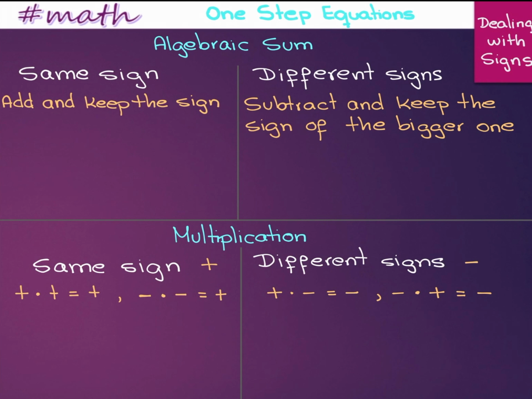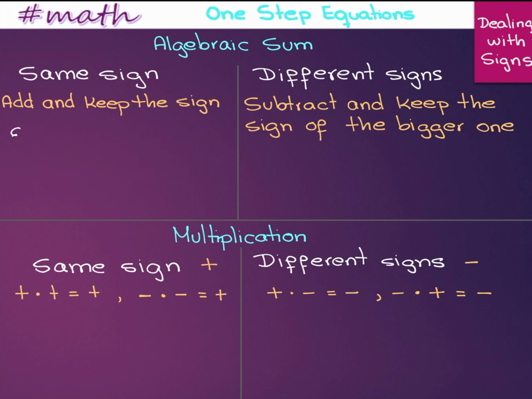Let's refresh now how we add, multiply, and divide numbers taking into account their signs. For addition, it is called algebraic sum. The first case is when we have two numbers to be added and they both have the same sign. In that case, we add the numbers and keep the sign.